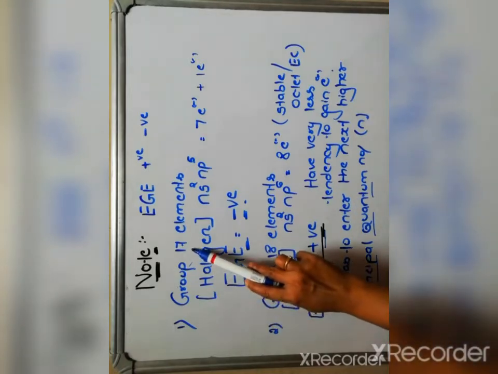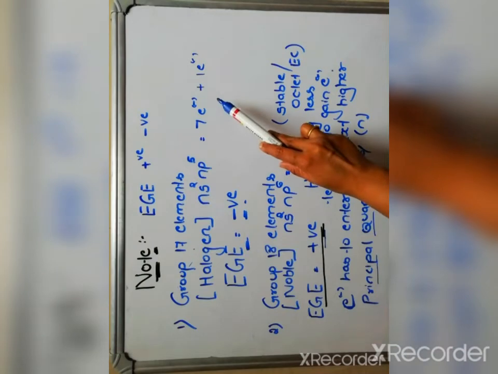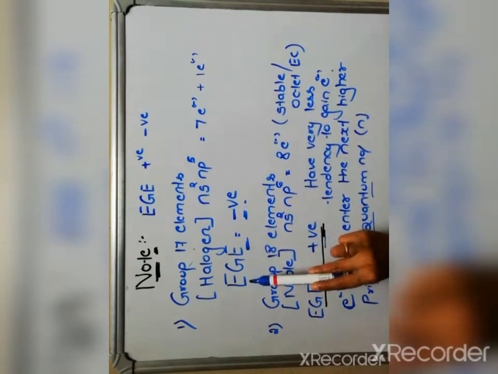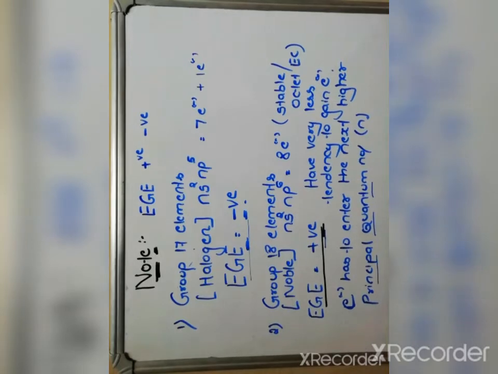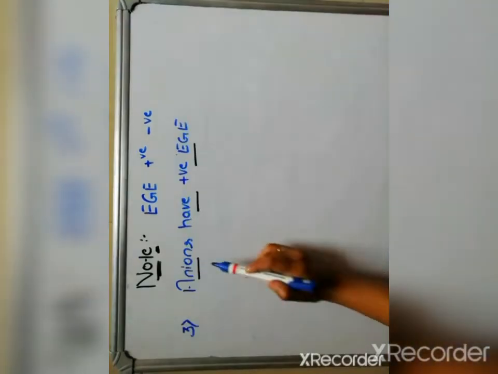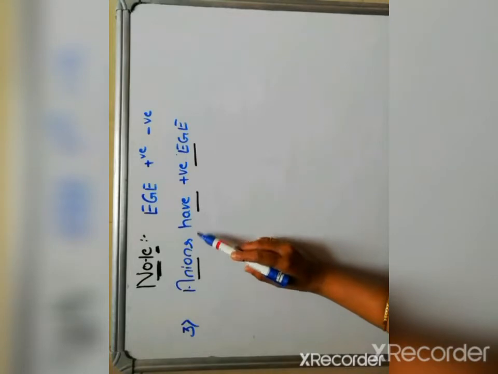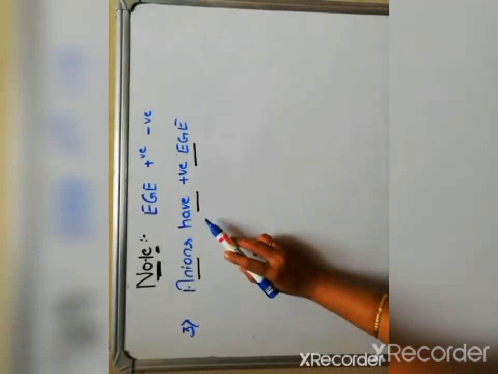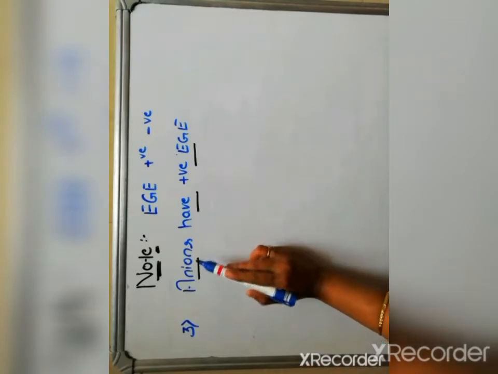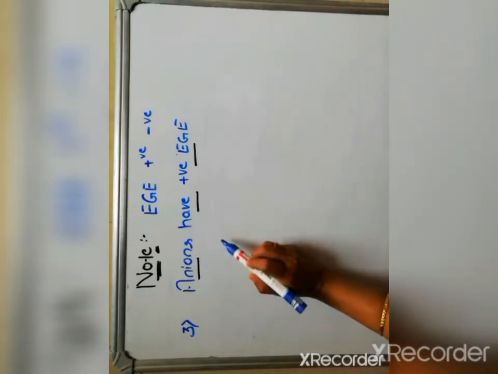Whereas for the group 17 elements, it requires one electron to gain the stability. So therefore we can say that electron gain enthalpy is said to be negative. The third one is that anions have positive electron gain enthalpy. So why do the anions have the positive electron gain enthalpy? Anions means which carry the negative charge.